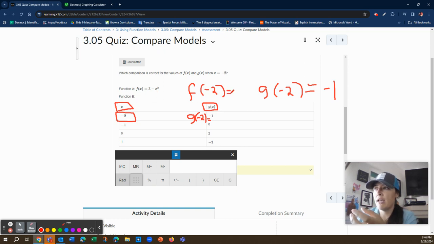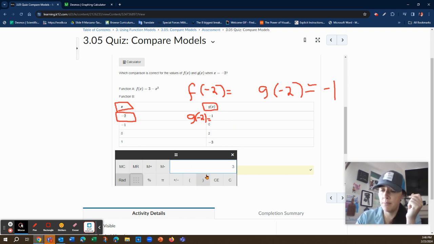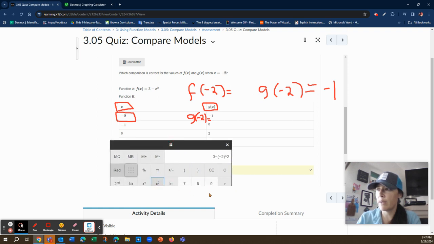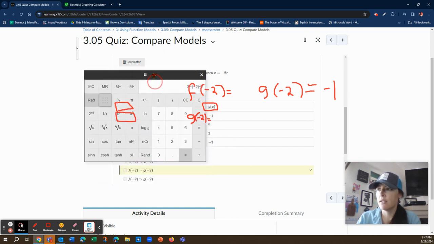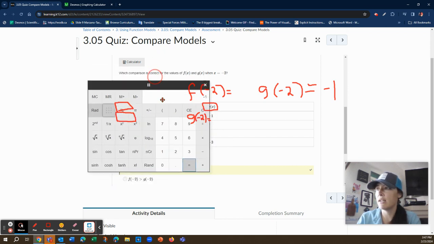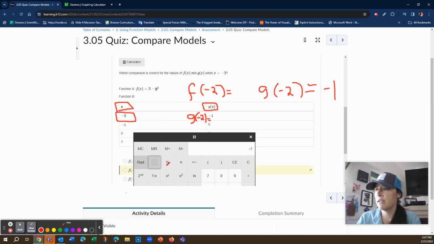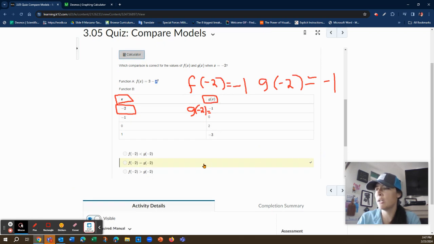F of -2, we're going to plug it into the calculator. So in here, we're going to do 3 minus parentheses, -2, close parenthesis, squared. Because I substituted it in where I saw x. It equals -1. Oh, okay. So boom, it equals -1. They both equal -1, so they're equivalent. That's how you're going to do it.